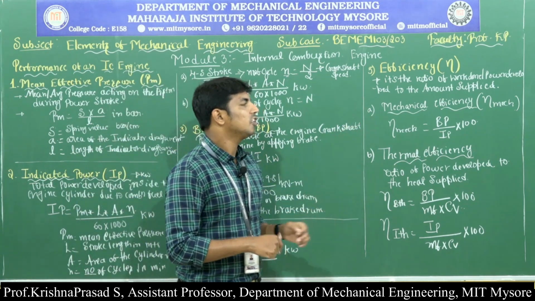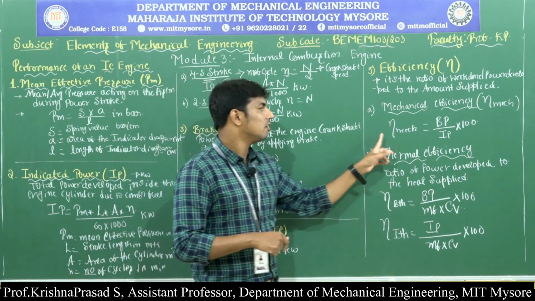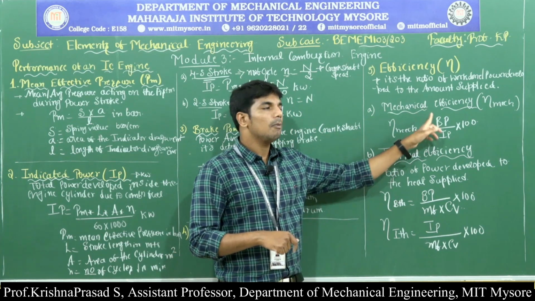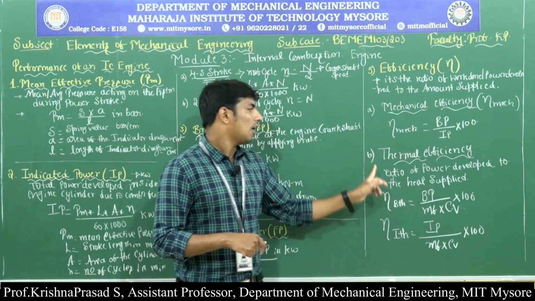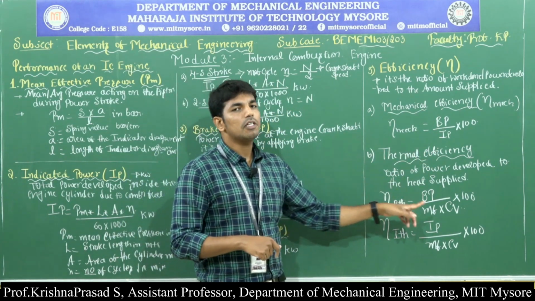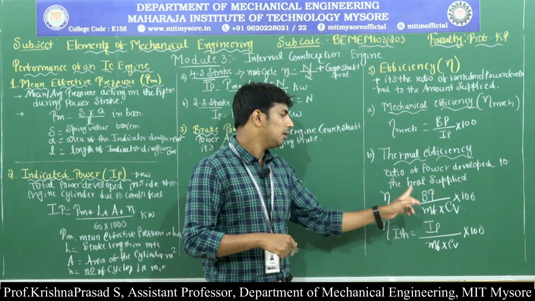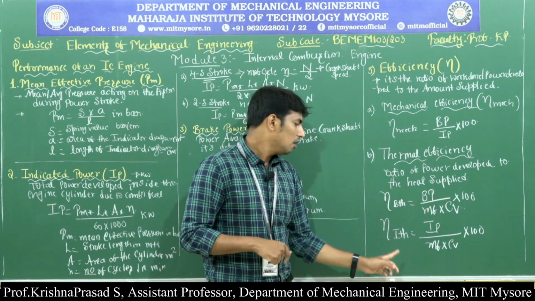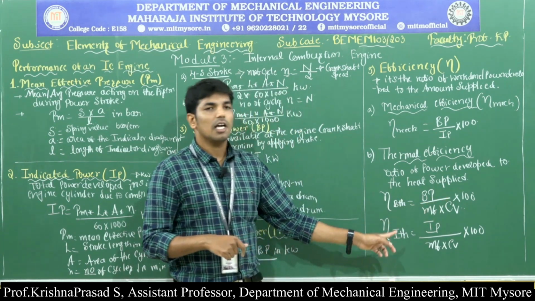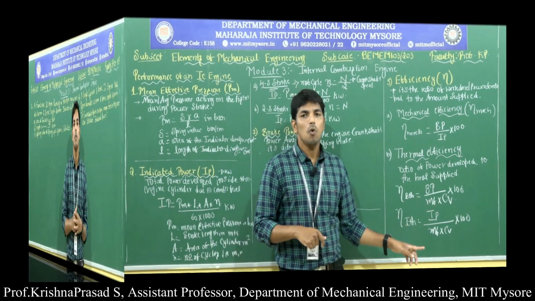Then efficiency, there are 2 types. The one is called mechanical efficiency, the ratio of brake power by indicated power into 100, and the thermal efficiency, the ratio of power developed to the heat supplied. For brake thermal efficiency, it is BP by mf into CV into 100. For indicated thermal efficiency, it is IP by mf into CV into 100.